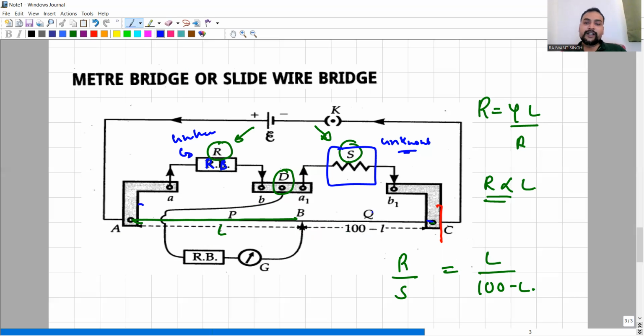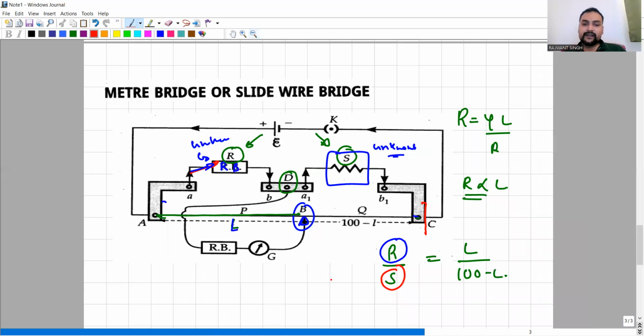Now L you already know because you have found the balance point here. The length L you already know, and 100 minus L also you know, and this R here is also known to you because this is what your resistance box resistance is. So this unknown value S you can find from here. Very simple topic, and this balanced Wheatstone bridge experiment is there in your PU exam also.